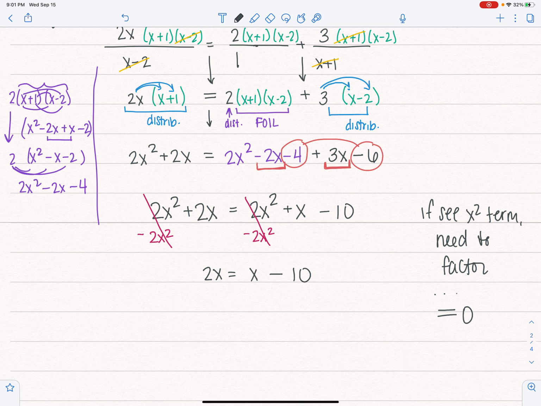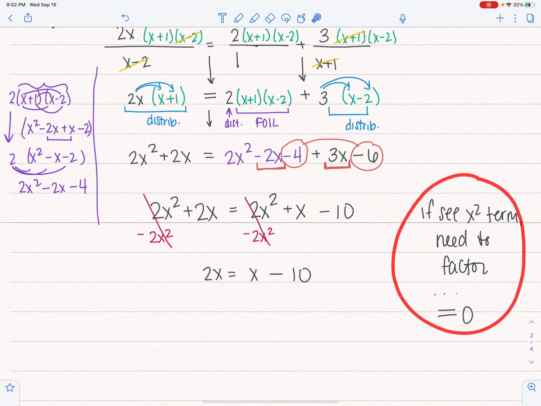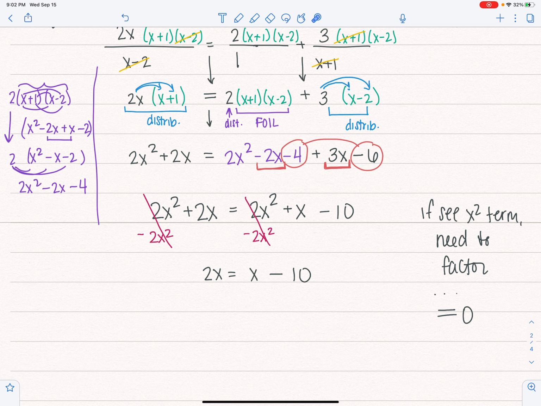Now the x squared terms have gone away, and so all that we said about needing to factor, I don't need to factor anymore. Now it's just a linear equation because the x squared terms ended up being the same and canceling. So I'm going to subtract x from both sides. Those will cancel. That will leave me with 1x on the left equals negative 10. And that is my final answer.